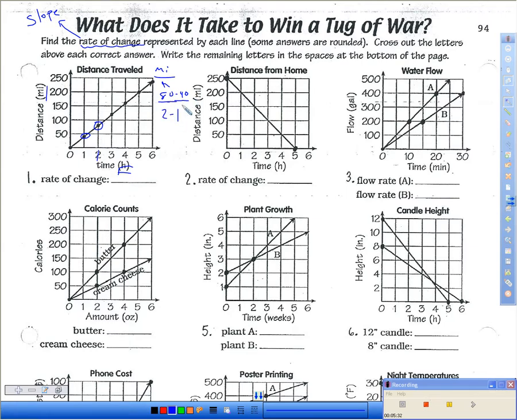When we simplify that, 80 minus 40 is 40. On bottom, 2 minus 1 is going to give us 1. So 40 over 1, and 40 divided by 1 is just 40. So our rate of change would be 40 miles per hour. We would go down to the bottom of the page, find the box that has 40 miles per hour, and scratch that out.